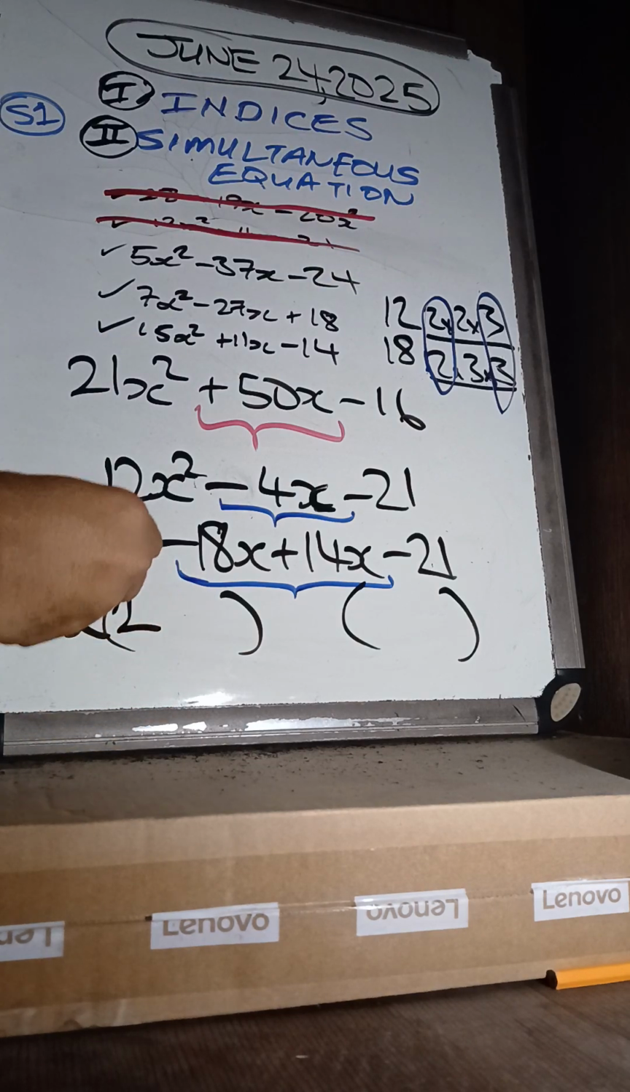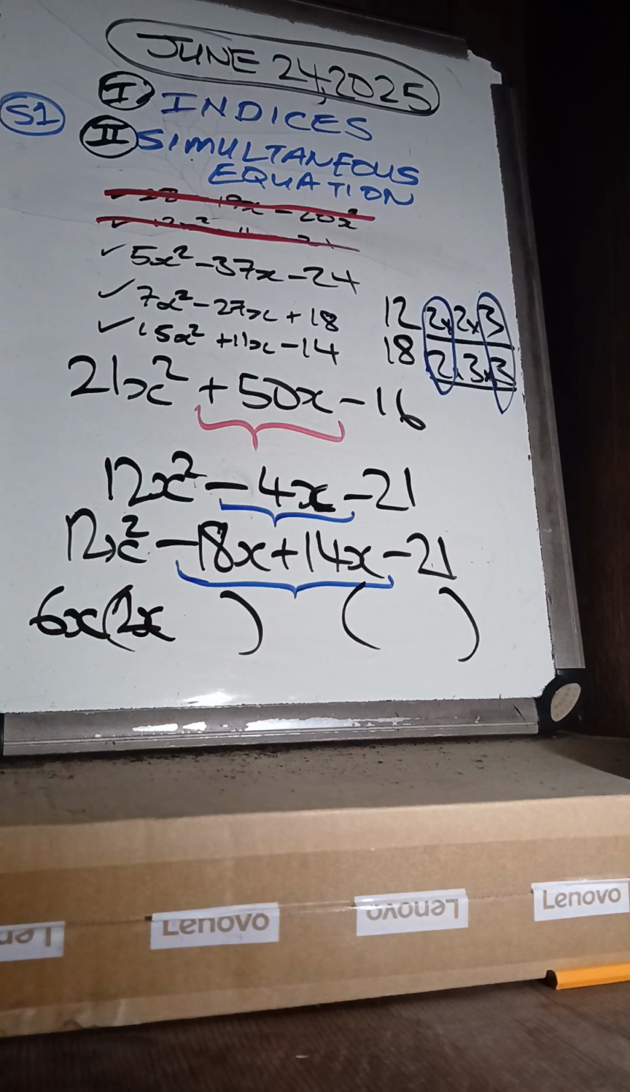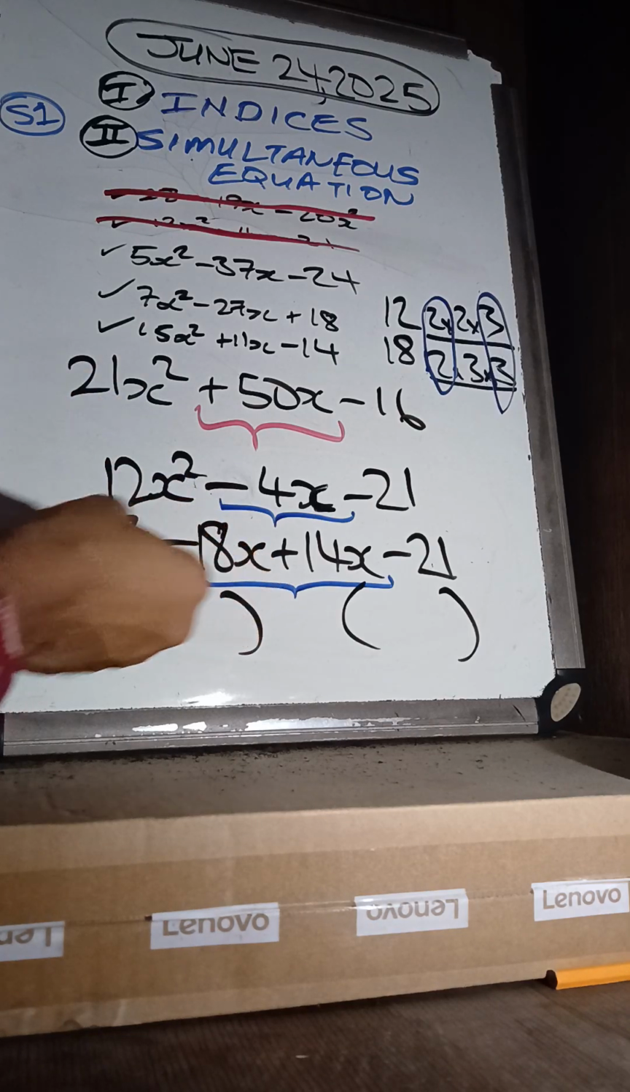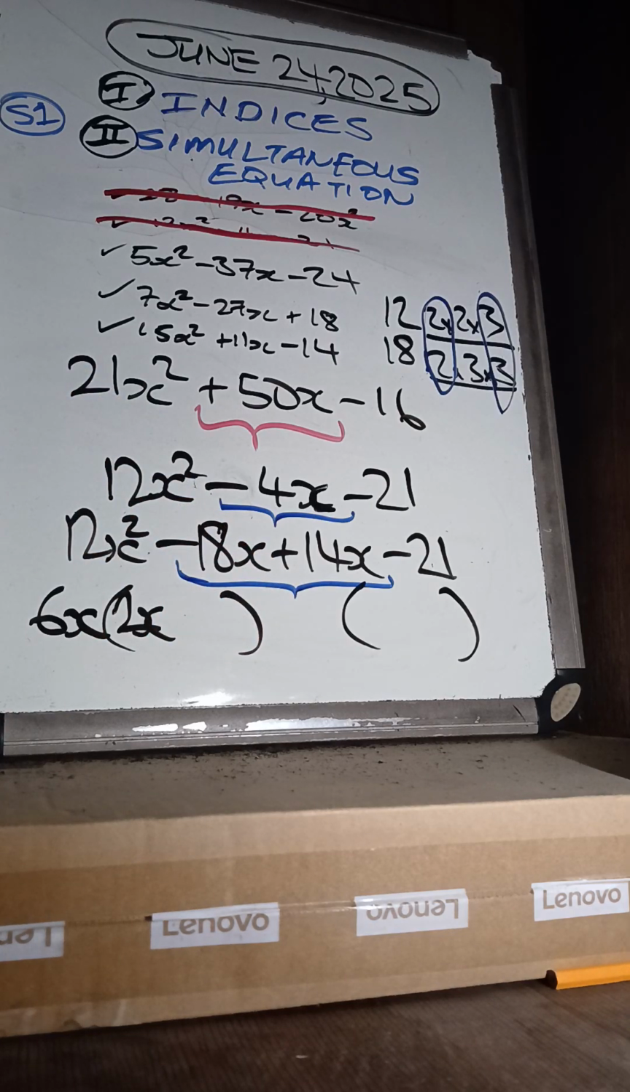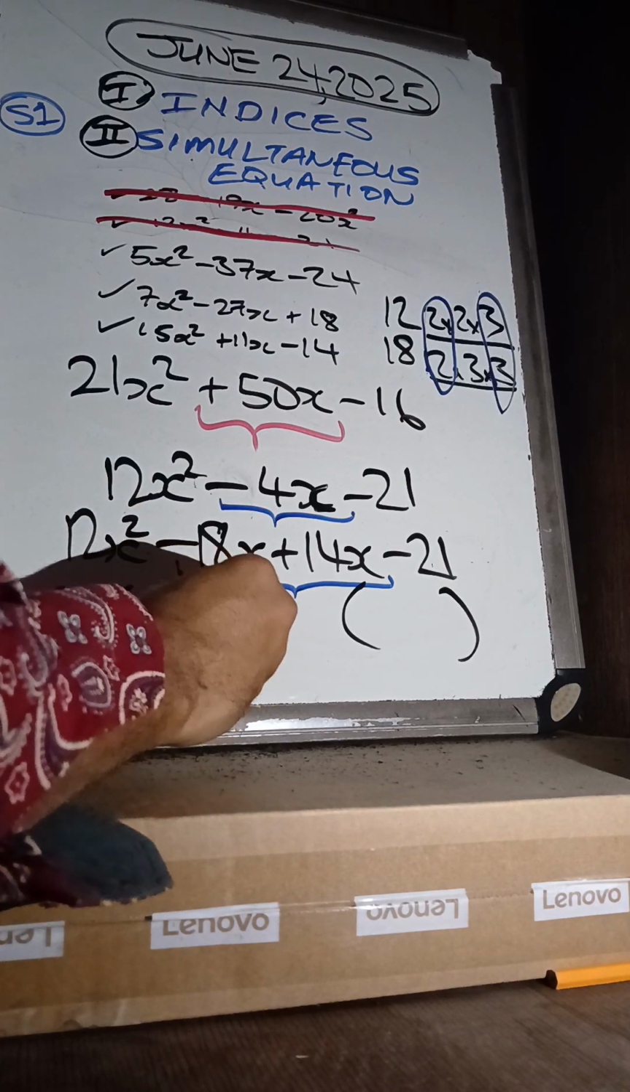But if you multiply this by that, you don't get 12x squared. You'll just get x. You need an x beside this for that to be the case. 6x times 2x is 12x squared. So that is now correct. Divide this by this. You'll end up with what? Minus 3. There you go.